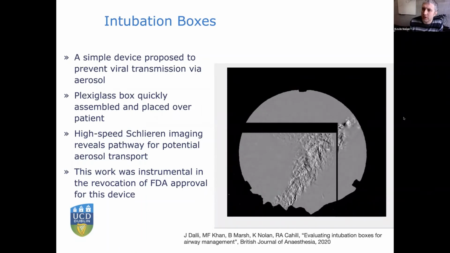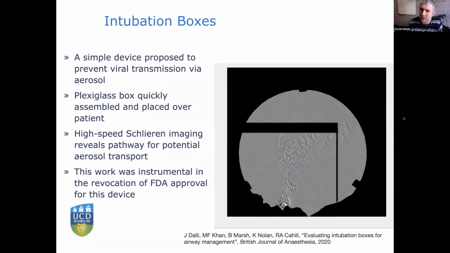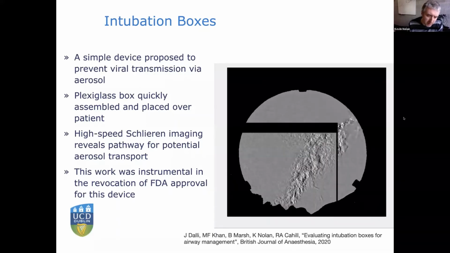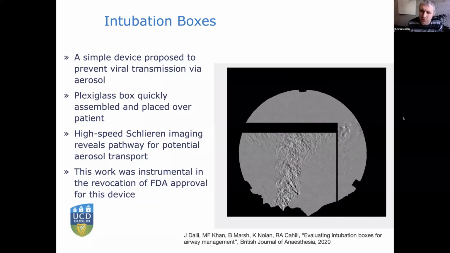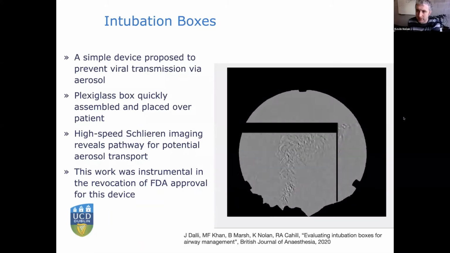This then led to other papers from other groups who cited us, and there's a lot of buzz and research about these boxes, until eventually the papers that cited us and so forth became part of the FDA deciding to remove their approval for this device. So some kind of early impact of our work. And this is one of the very first measurements we did on day 1.